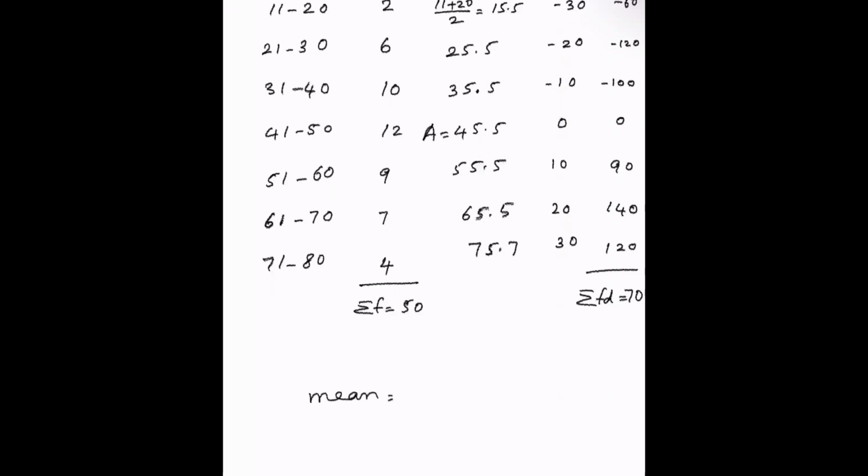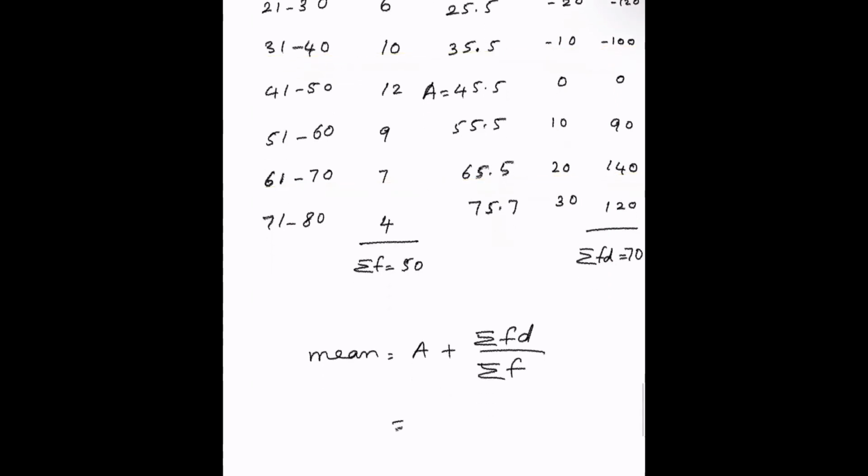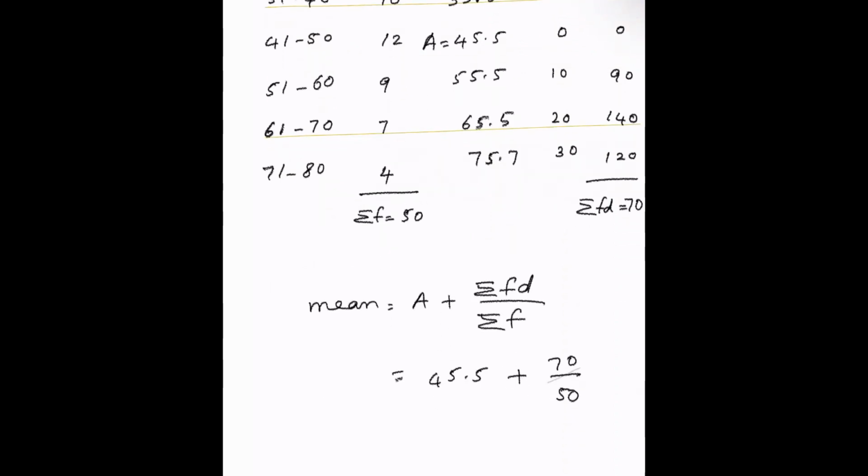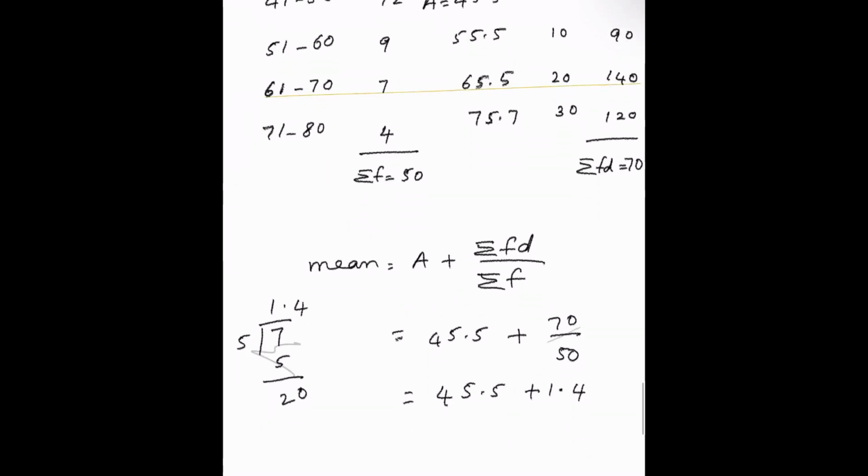Next is mean. Mean is A plus sigma fd by sigma f, which would be A was 45.5 plus 70 by 50. 70 by 50 is 7 by 5. 7 divided by 5 is 1.4. So 45.5 plus 1.4. So what you are getting as mean is 46.9.